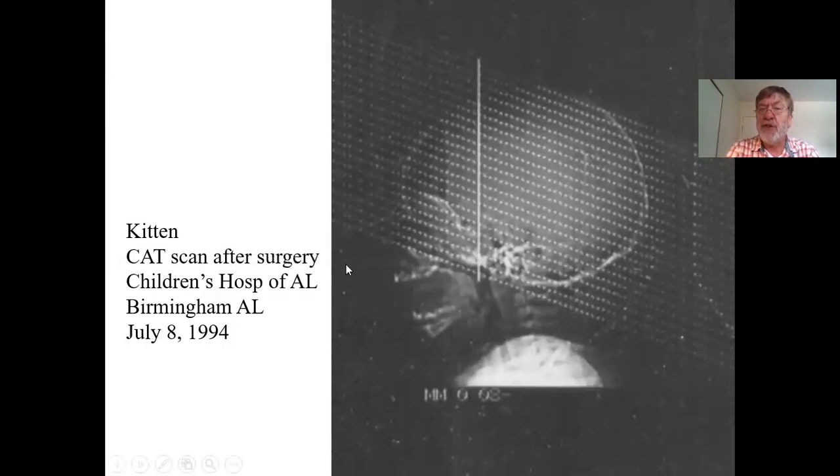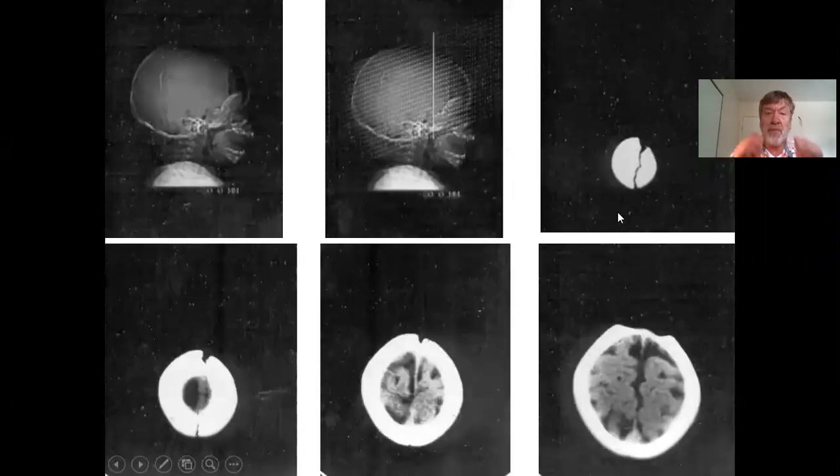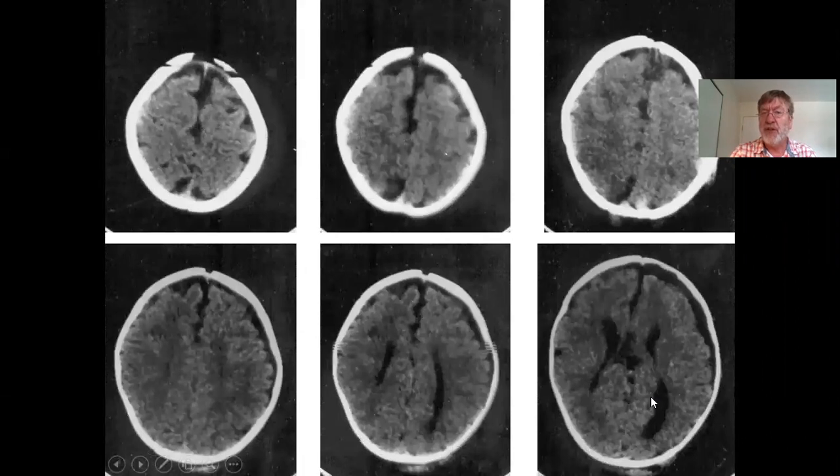CAT scan after surgery. So she had surgery to relieve too much fluid pressure on her brain. This is at 3 months of age at the Children's Hospital in Birmingham, Alabama. Now, they're going to show you transverse cuts. So this is what they're going to show you. Okay? So you're looking from the top, deeper in. Again, you can tell it's a CAT scan. It's not as good of a resolution.